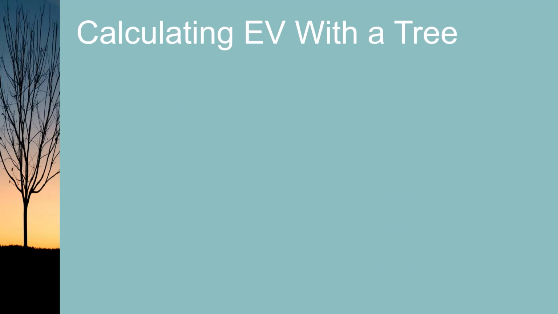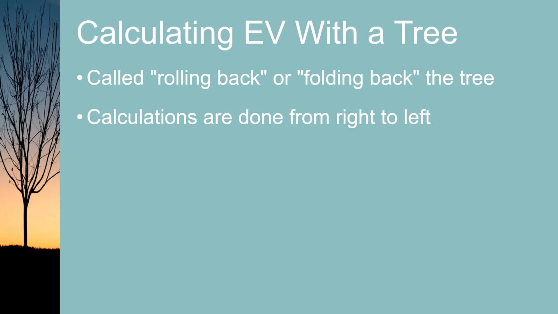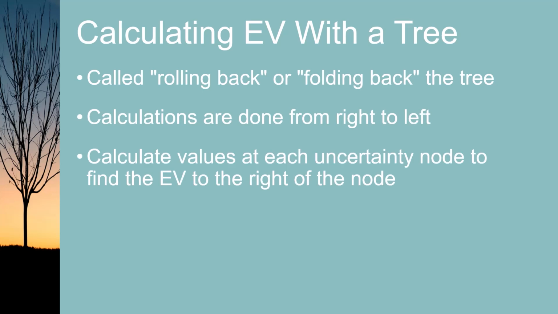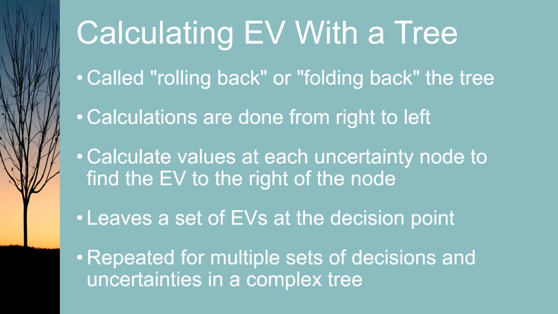We now have the information we need to calculate expected values. Doing this via a decision tree is called rolling back or folding back the tree. This is because the calculations are done from right to left on the tree, back toward our decision. We calculate values at each uncertainty node to find the EVs to the right of the node. And this ultimately leaves a set of EVs at the decision point from which we can select the one with the highest value. In complex trees, this is repeated for multiple sets of decisions and uncertainties.